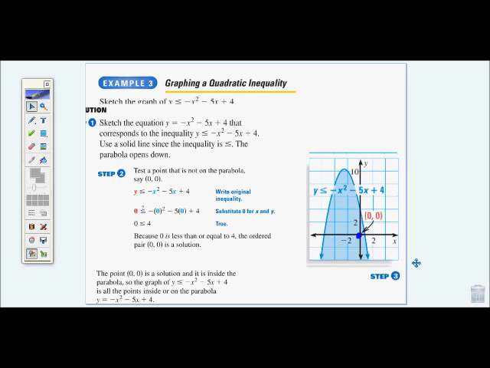And that would go for step 3. You can see the similarities to when we were doing linear inequalities. You check to see if it's a solid or a dashed line. You test a point to then decide if the shading contains that point or not.